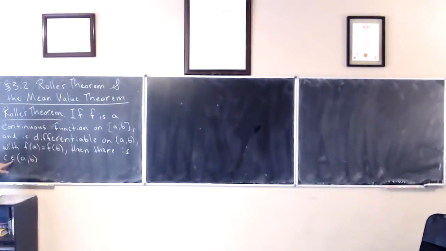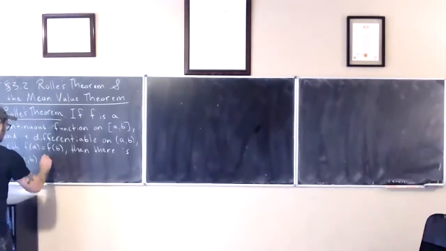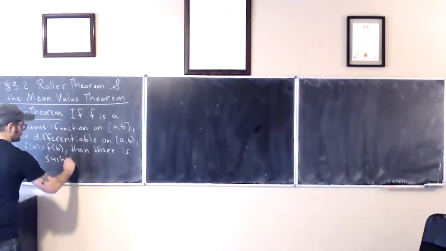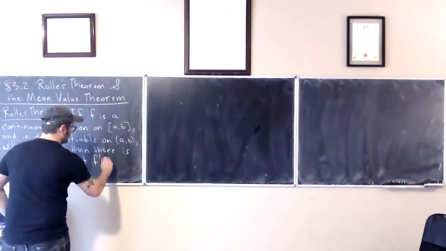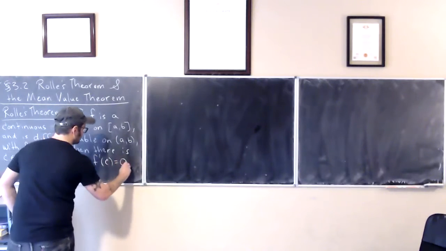So I haven't used that notation much before, but that's an epsilon. So all this is saying is c is an element of that interval. So c is some number in that interval. Okay, and there is some c in that interval such that f prime at c is equal to 0.